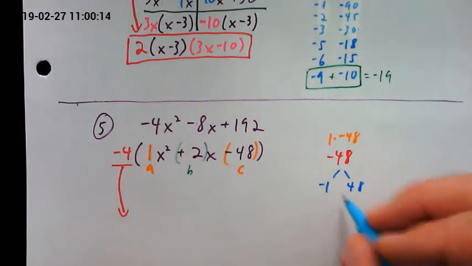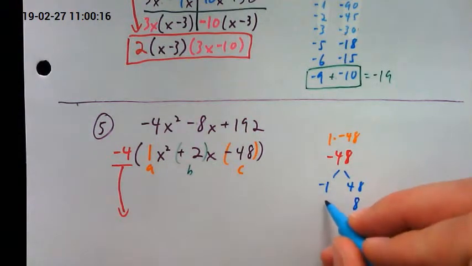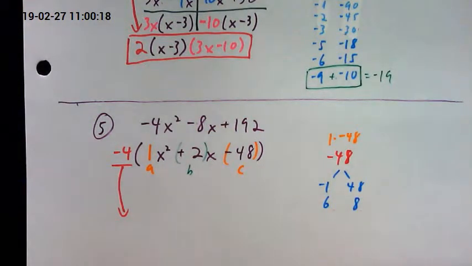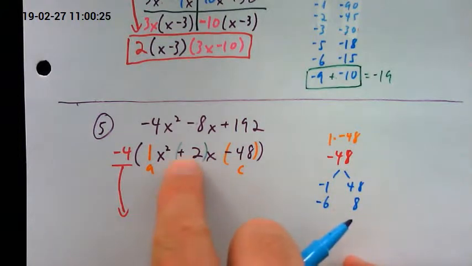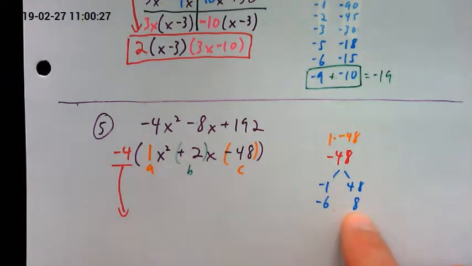All right. So 8 and 6, that's it. Now, which one should be negative though? In this case, we want the 6 to be the negative, because the middle number is positive, that means that the bigger of the two has to be the positive.